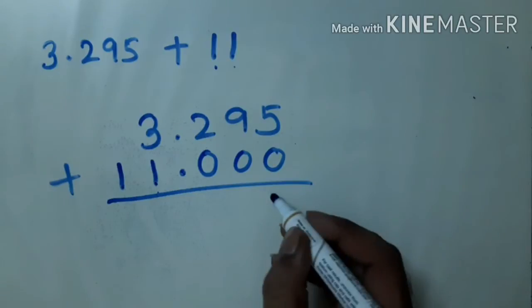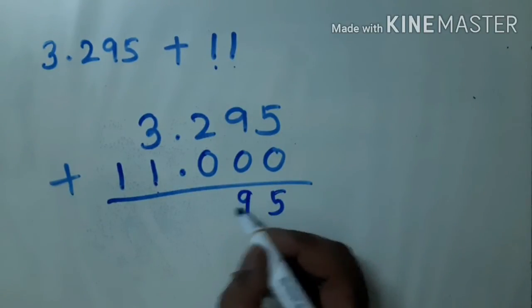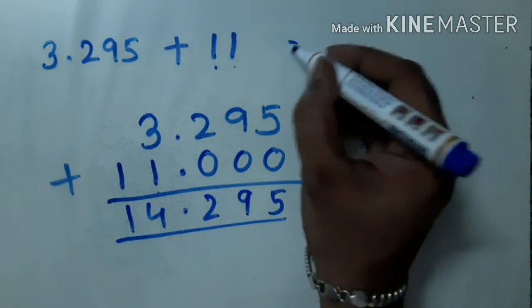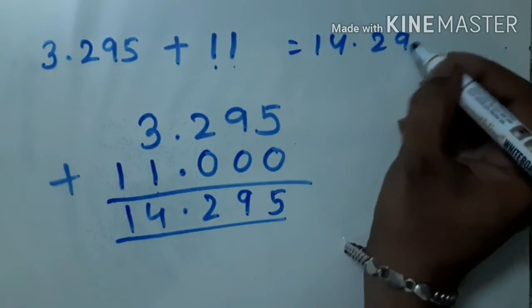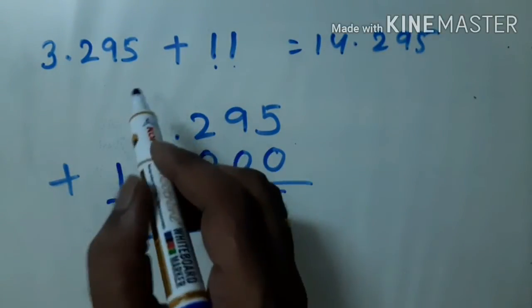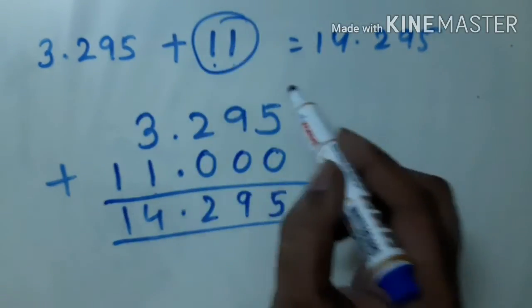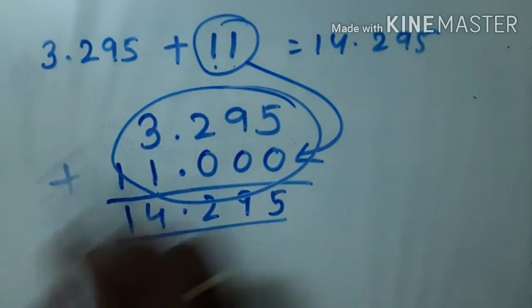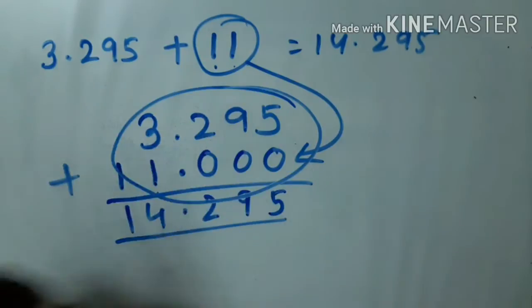Now we are having like decimals. So we can add it now. So 5, 9, 2 and 14. So it becomes 14.295. So here remember, 11 is the whole number, so it has to be converted to a decimal number. Now we can add the like decimals as usual, as we did earlier.